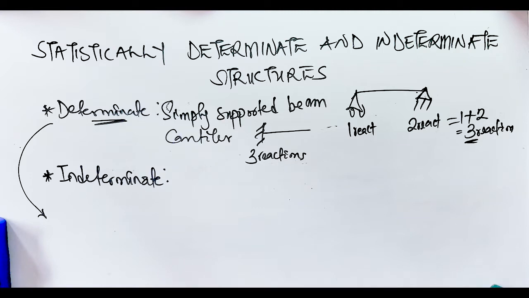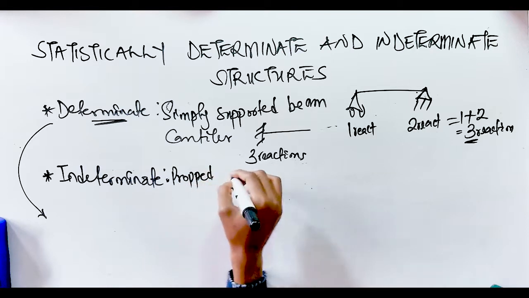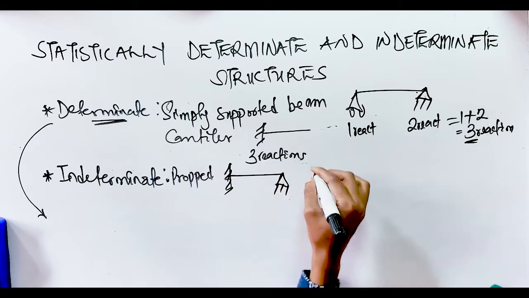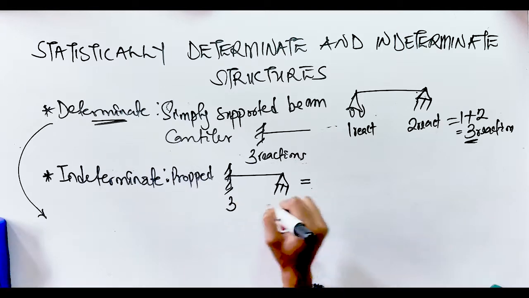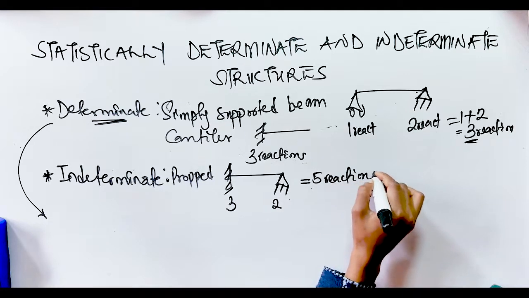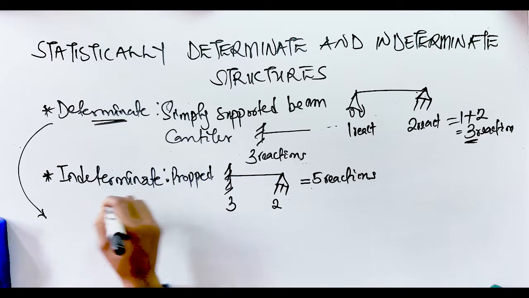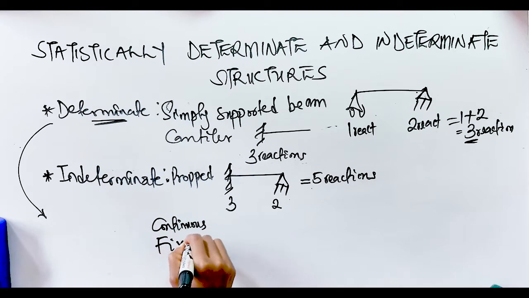For statically indeterminate beams, we have a propped cantilever. You can see that one end is fixed and the other end is supported either by a roller support or a hinge support. If it's supported by a roller support, it has 4 reactions. If it's supported by a hinge support, it has 5 reactions, because the fixed support is 3 and the roller is 1, which makes 4, and the fixed support is 3 and the hinge is 2, which makes 5. Also, we have the continuous beam or fixed beam. So that is all about statically determinate and indeterminate structures.